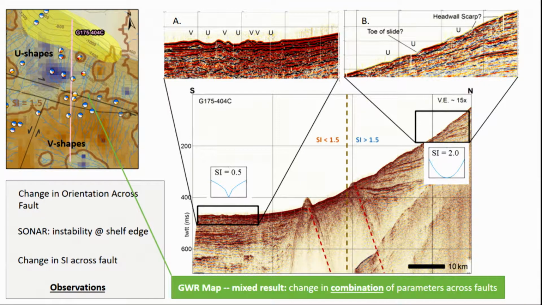We can also look at this in our shape index map and our GWR results, and what we see is that north of the faults, we have sort of a different combination. So we have sort of red and blue and gray, and these are a different combination of parameters than we see south of the fault, which seems to be dominated by the blue and gray, the ice sheet processes.